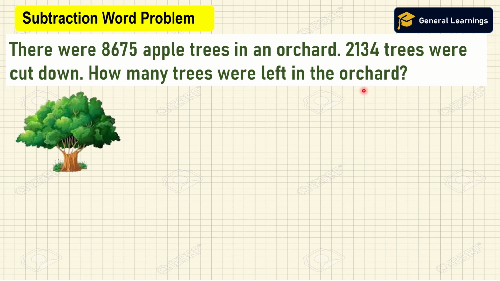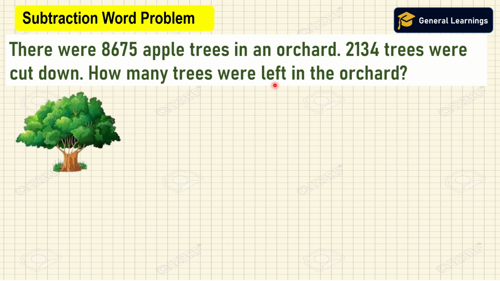First, we need to understand the problem. Here in this problem, they have given us 8,675 apple trees. In that, 2,134 trees were cut down. So we need to find out how many trees were left. For that we need to find the subtraction.